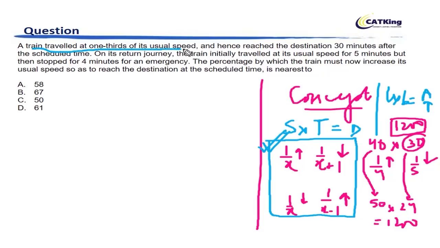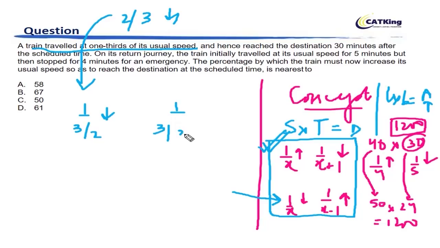A train traveled at 1/3 of its usual speed, which basically means that it reduced its speed by 2/3. If we have to express it in this form, it reduced the speed by 1 by 3 by 2, right? So 2 by 3 can be expressed as this. Therefore 1 by 3 by 2 minus 1 will be the increase in time. So this is 1 by 2 minus 1, basically this becomes 1 by 2, so the time taken is increasing by 2 times.